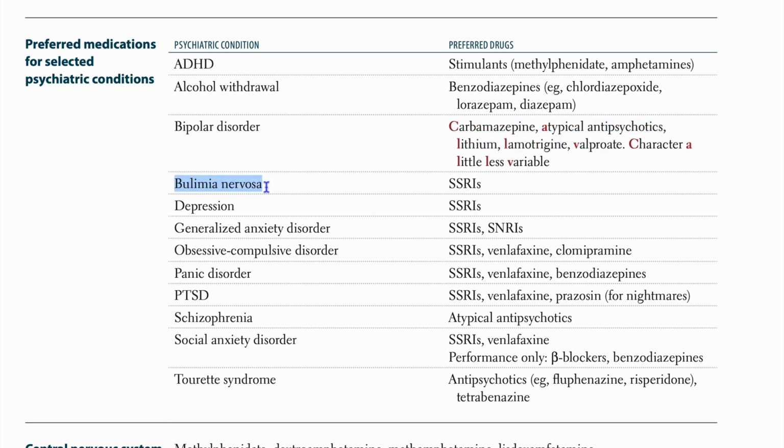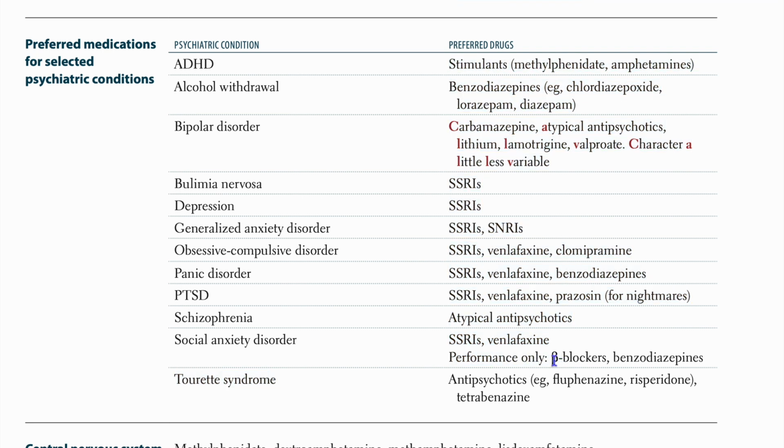For bulimia nervosa, we give SSRIs. Depression, we give SSRIs. For generalized anxiety disorder, we give SSRIs and SNRIs. For obsessive compulsive disorder, we give SSRIs, venlafaxine, and clomipramine. Panic disorder, we give SSRIs, venlafaxine, and benzodiazepines. PTSD, we give SSRIs as well, venlafaxine as well, and prazosin for nightmares. Schizophrenia, atypical antipsychotics. Social anxiety disorder, SSRIs and venlafaxine.